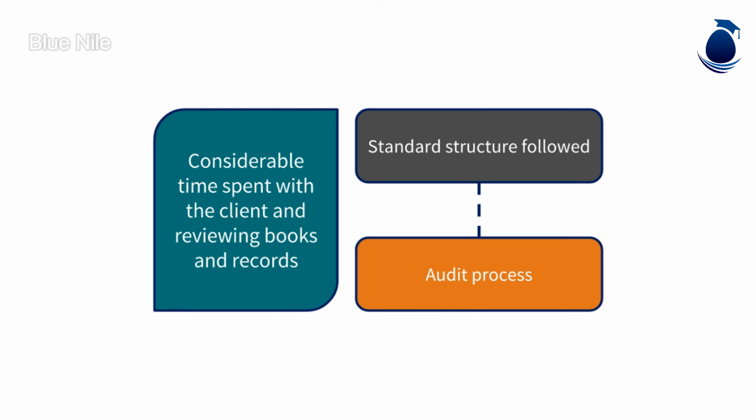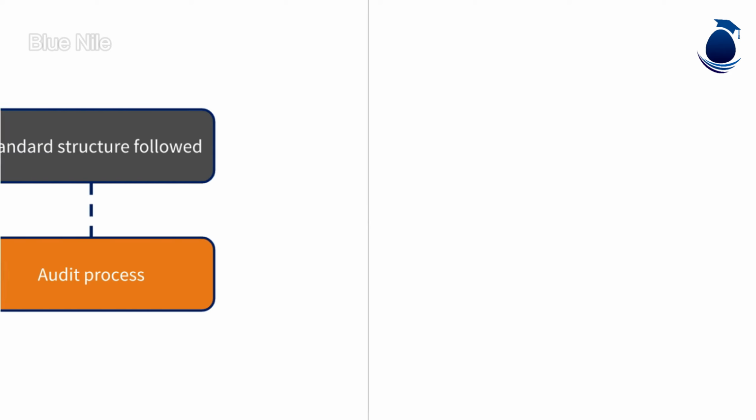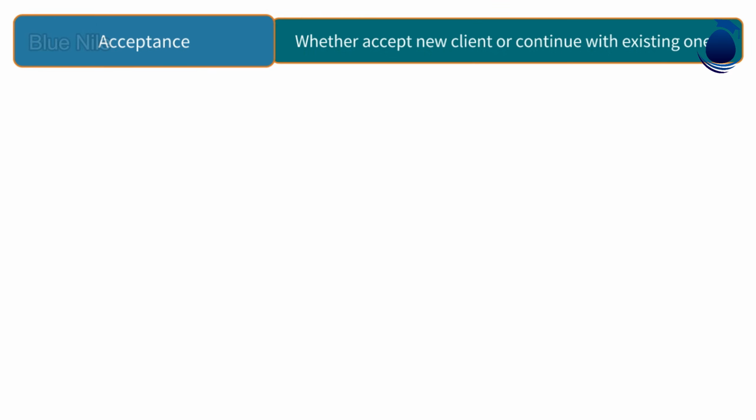This audit process can be outlined as follows. Step 1. Acceptance. The auditors must consider before they begin the audit work whether they want to accept a new client or continue the audit for an existing one. They should identify if there are any factors which could cause the auditor's problems when working with the client.